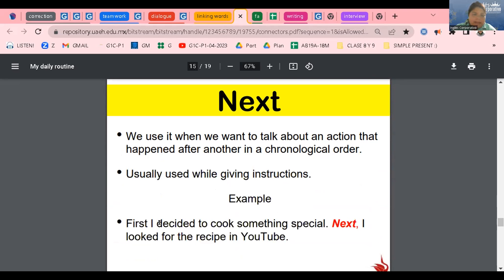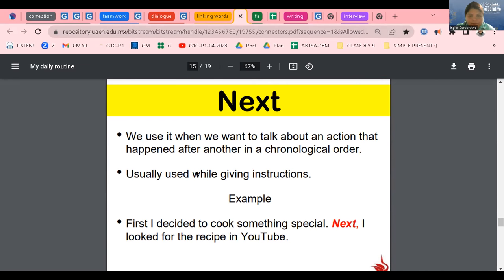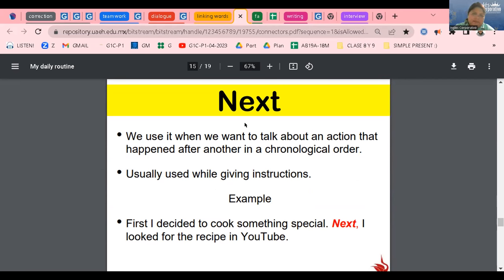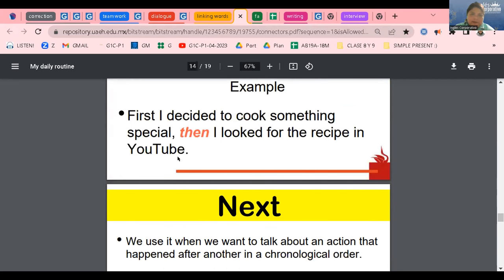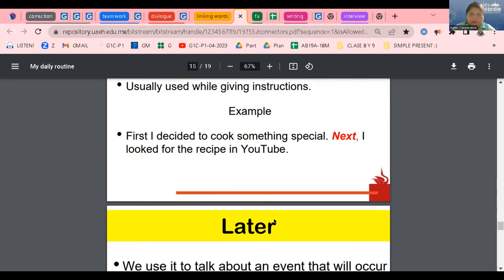Ejemplo, first I decided to cook something special. Acá nos hizo falta una coma. First, I decided to cook something special. Next, I looked for the recipe in YouTube. Okay, so the example is very similar. So you notice that you can place a full stop and then you place a comma. Entonces ahí ubicamos punto final de la primera idea y la coma. Okay. So this can be interchangeable. Entonces pueden ser intercambiables con then también. No solamente se casan ahí con then, porque podemos utilizar otra.